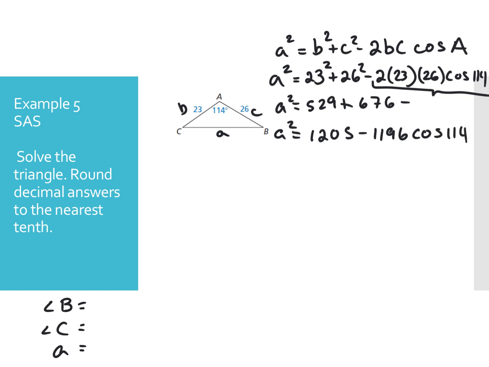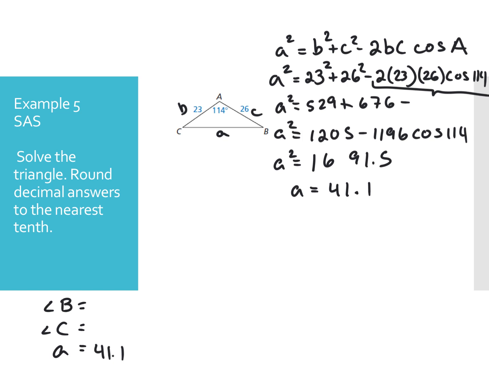I'm going to multiply that times cosine 114, and I'm going to get A squared is equal to, let me do 1205 minus 1196 cosine 114, and that's going to give me 1691.5. And then I'm going to take the square root, and that's going to round to side A being 41.1.